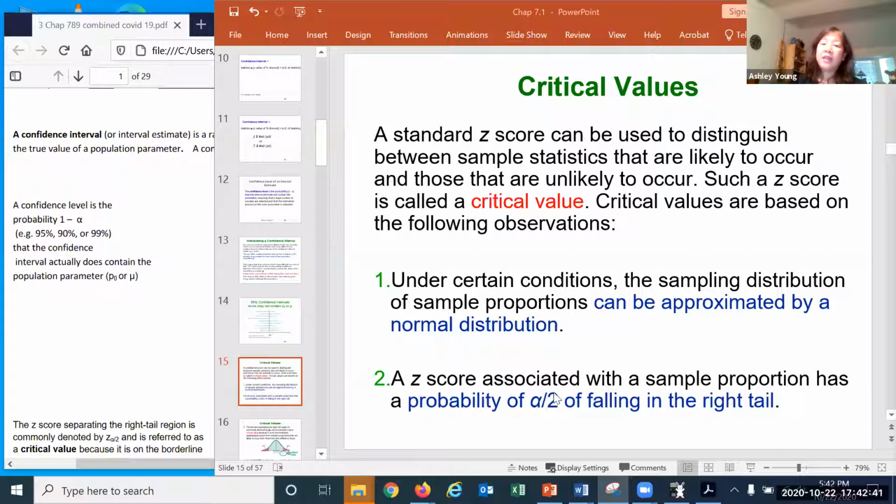And then the other thing is that we have these z-scores. You can find the z-score that matches up with alpha over 2 being in the right tail. So in other words, we know that, for example, 95% of data lies within how many standard deviations of the mean, guys? 95% of the data?